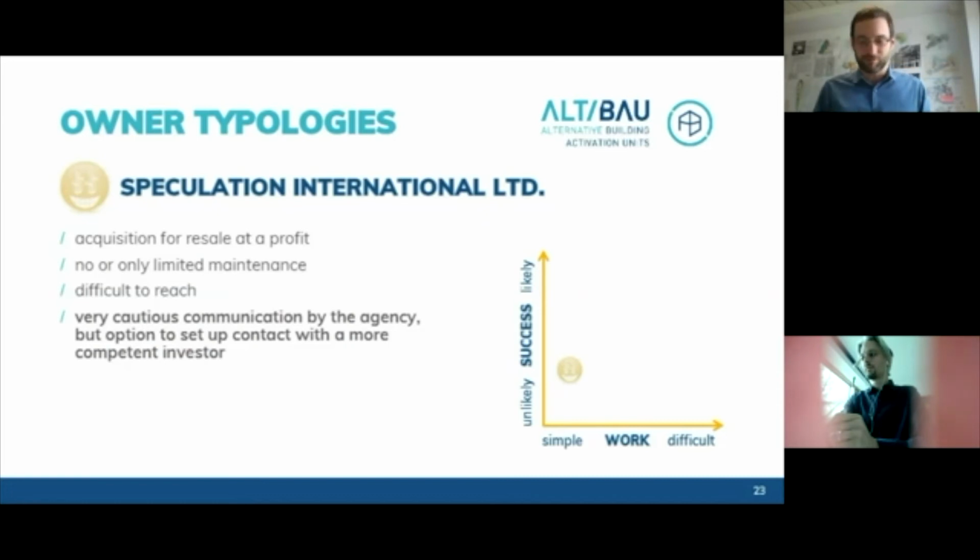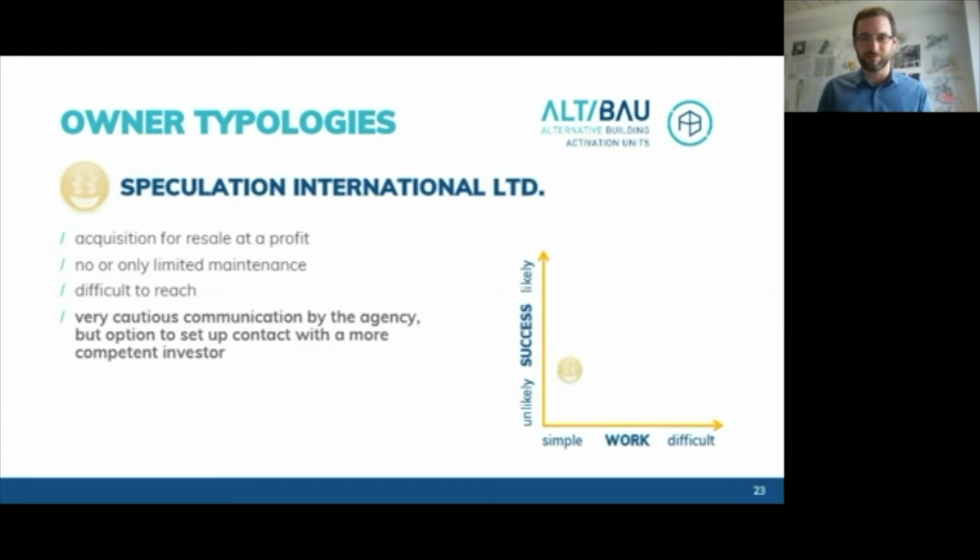Another one would be, for example, the Speculation International Limited, as we called it. Speculators, I'm sure you know what is meant with that. Those are just owning the buildings for the gain of money and to sell it on for a much higher price. They are difficult to reach. There's not much work we can do, and we try to stay out of getting into those speculative processes as a project.